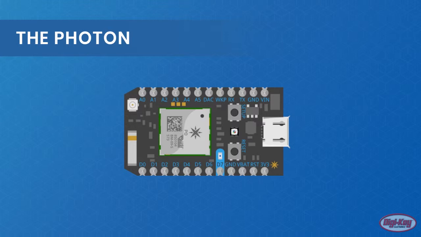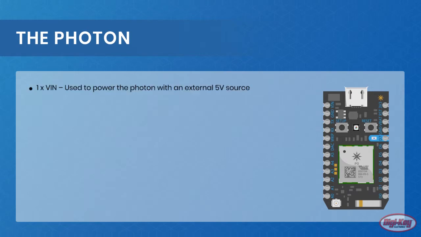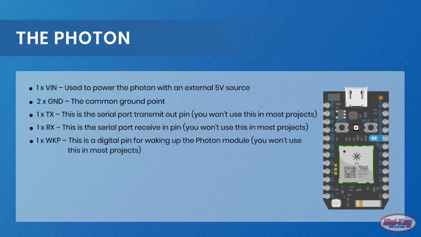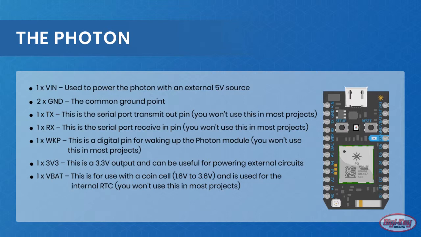From a glance, it can be seen that the Photon has the following pins: 1 VIN, which is used to power the Photon with an external 5-volt source, 2 GND, which is the common ground point, 1 TX, which is the serial port transmit out pin, 1 RX, which is the serial port receive in pin, 1 WKP, which is a digital pin for waking up the Photon module, 1 3V3, which is a 3.3V output and can be used for powering external circuits, 1 VBAT, which is used with a coin cell, which can either be 1.6 volts to 3.6 volts, and is used for the internal RTC, and you won't use this in most circuits, and 1 RST. This is the reset pin.